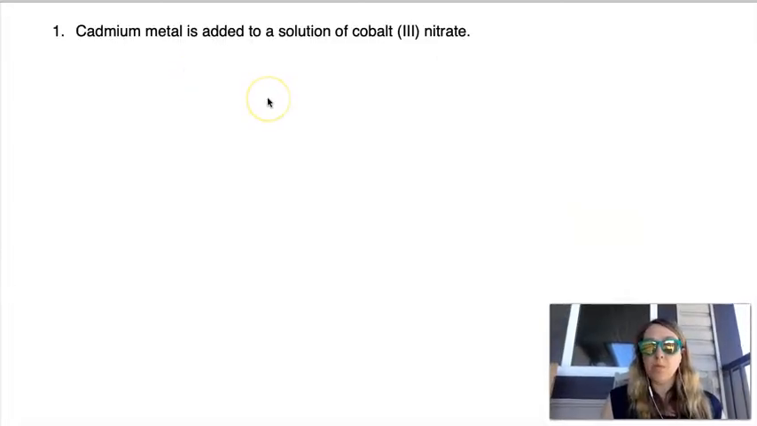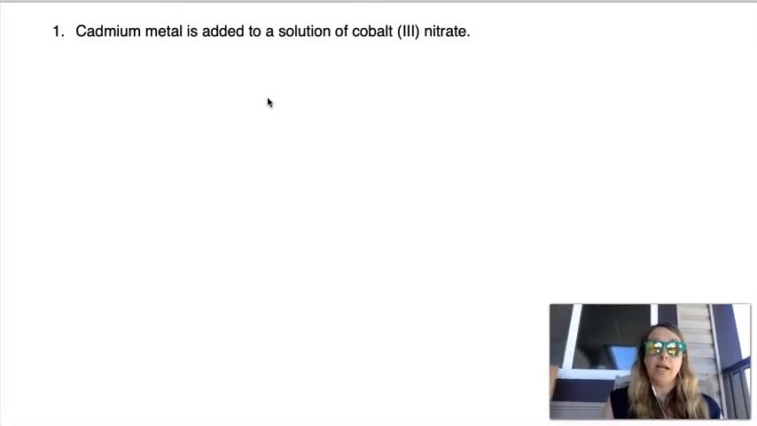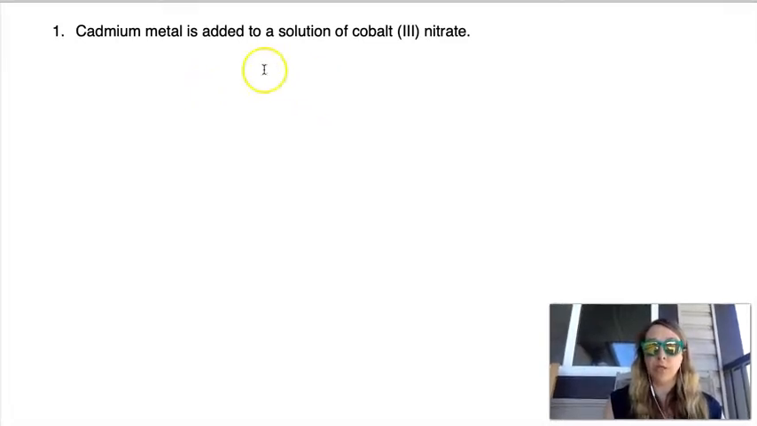Okay, so one more example, just because this one looks a little different. This is number 8 off the net ionic equations booklet. So this one is different because it's not a double replacement reaction, right? When you look at it, we have cadmium metal being added to a solution of cobalt-3 nitrate. So steps are still going to be the same. We're still going to start with our balanced equation.